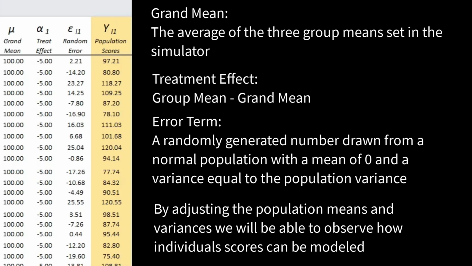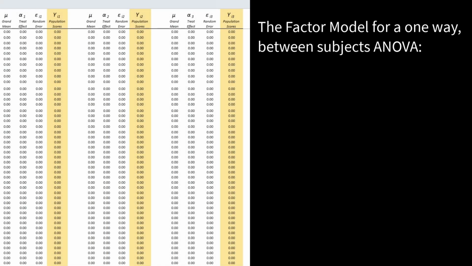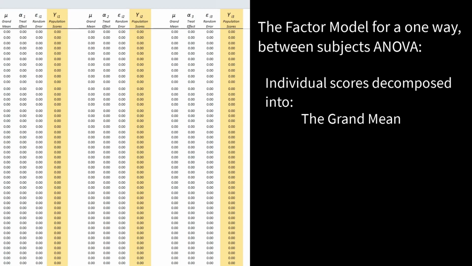By adjusting the means and variance and observing the resulting individual scores, we'll be able to gain a deeper understanding of how the grand mean, treatment effects, and random error combine to provide a model that explains those scores. As we have discussed, the factor model of individual scores allows us to break down each person's score in a one-way ANOVA into three different components: the grand mean, the treatment effect, and random error.